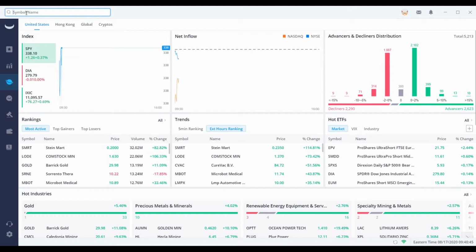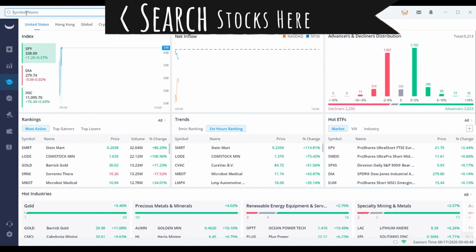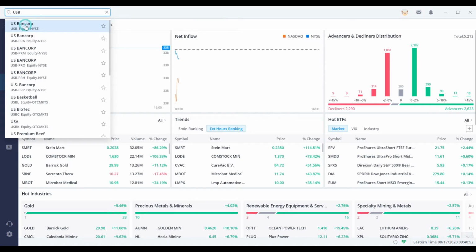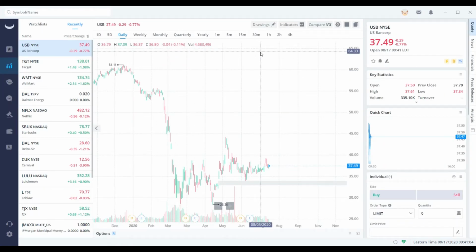So we're going to start with USB. It came up on my list as ones to watch. So I'm going to bring it up here. So we've got this on the screen. This is our USB. It's at 37.48 as of this morning.